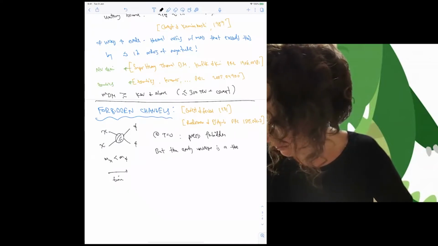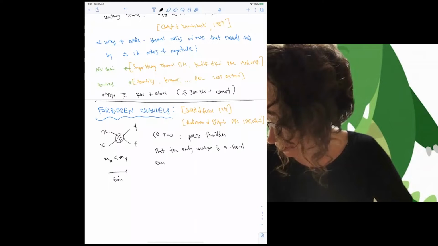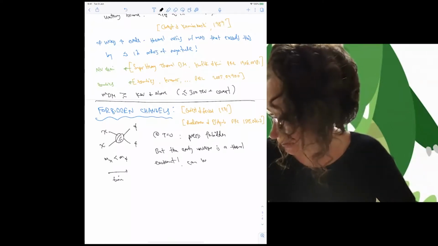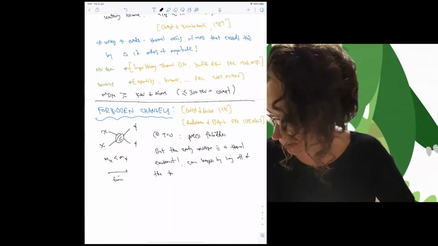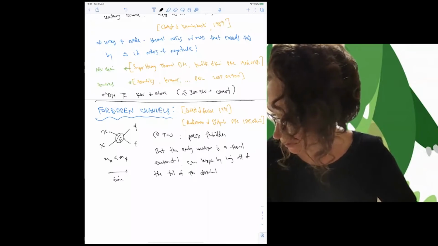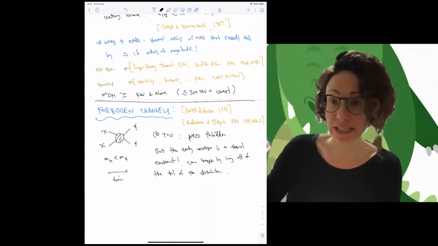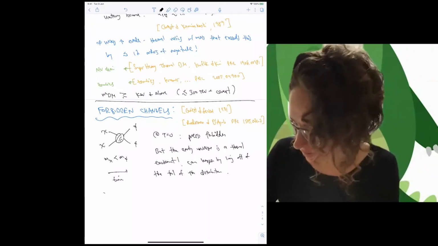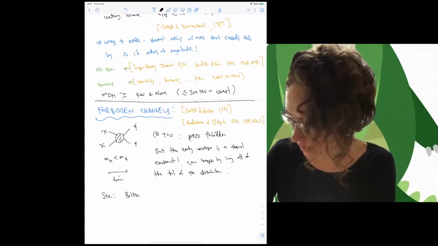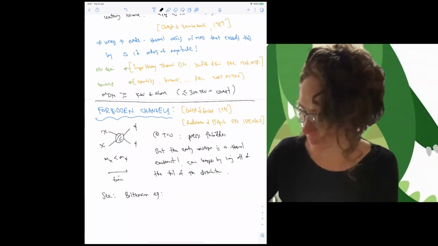Okay, so the early universe is a thermal environment. So this process can happen by living off of the tail of the distribution. So let's see how this works. So let's look at the Boltzmann equation.